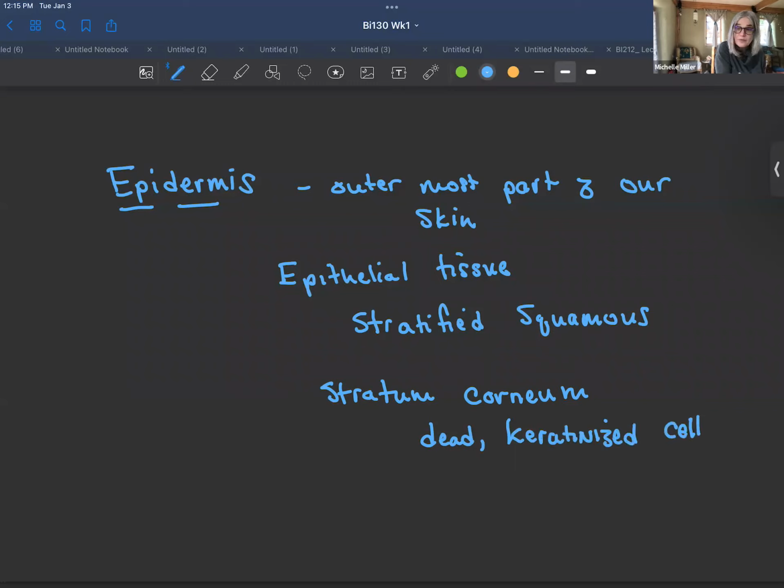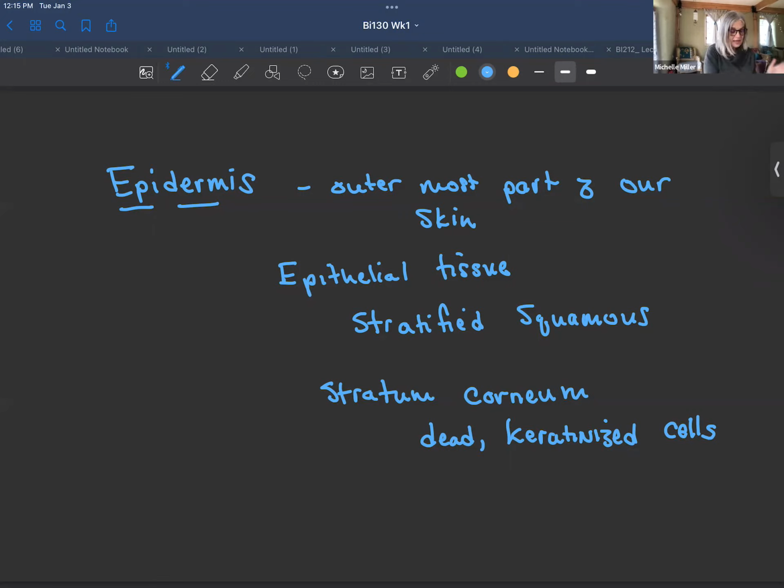Keratin is a type of protein. It's a type of structural protein. And these cells are protective. They're dead, the outer surface of your skin. And when you scratch it off, when you exfoliate, for example, you're scratching off those dead cells and exposing younger cells underneath. And so that's the stratum corneum.